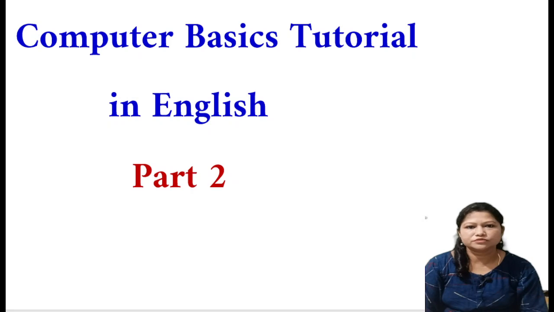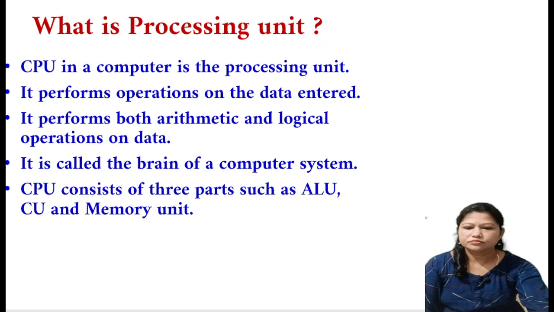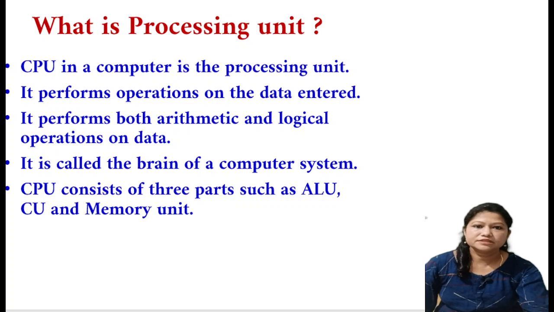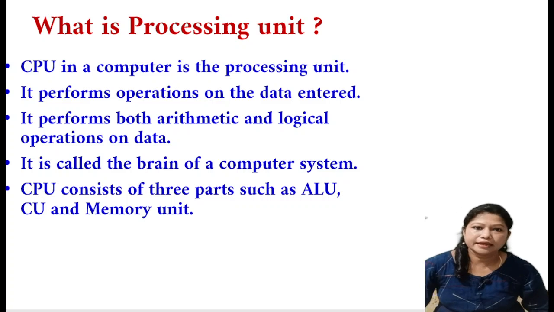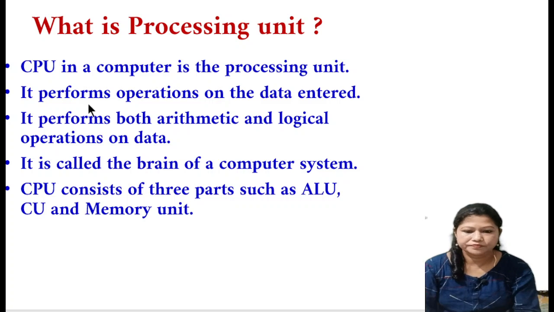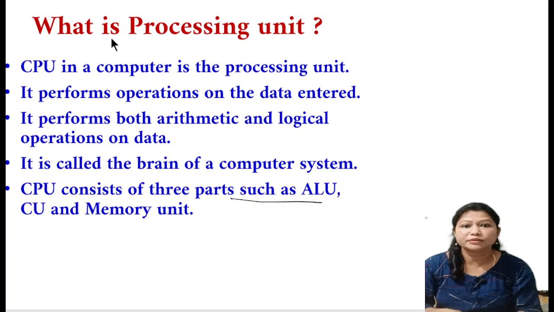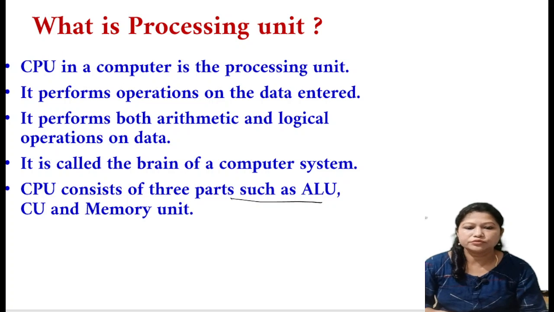Let's see today what topics we have in the video. What is next? Today we will see what is processing unit. So processing is the main unit of a computer system. It is known as the brain of a computer system. The processing unit is the CPU of a computer system. It performs all the processing on data. And there are three parts in CPU, that is ALU, CU and memory unit. So now we will see one by one all the parts.